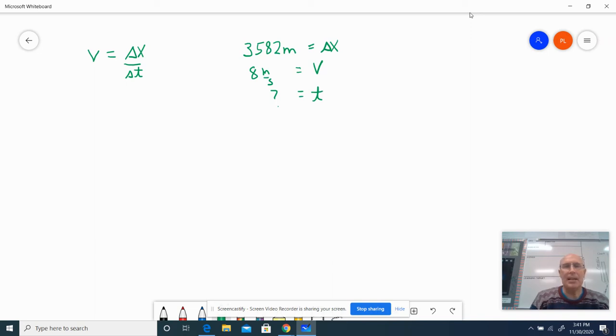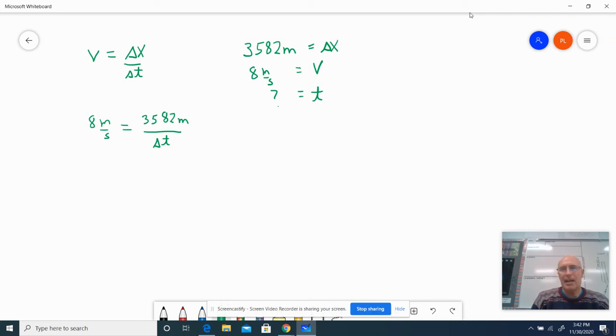Well, I can take my equation and substitute into it. I know that the velocity is 8 meters per second. Meters per second tells me it's a velocity, so I'm going to write there 8 meters per second. And I know that the displacement is going to be 3,582 meters, and that's going to have to be divided by the change in time. So now looking at this, how do I solve for the change in time?